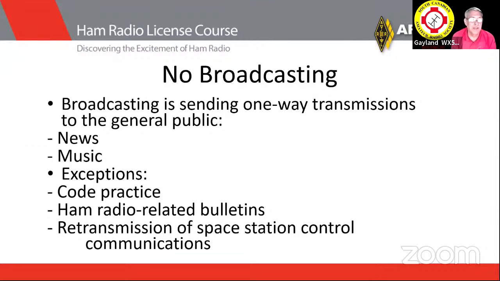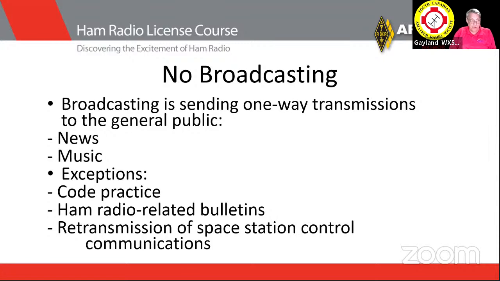Again, you can't play DJ, nor can you play news anchor. One-way transmissions to the general public, nope, sorry. Don't play the news, don't play music. There are some exceptions. You can see those here. Morse code practice, yes, you can do that. W1AW, the ARRL station, they have code every day, I believe. Ham radio related bulletins, you can do some of that. Some space stuff. But in general, you can't make one-way broadcasts.